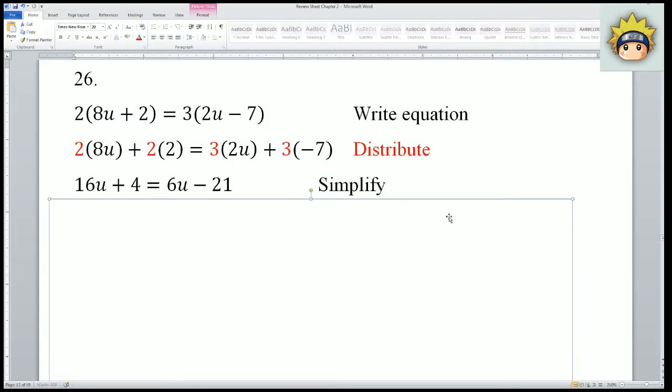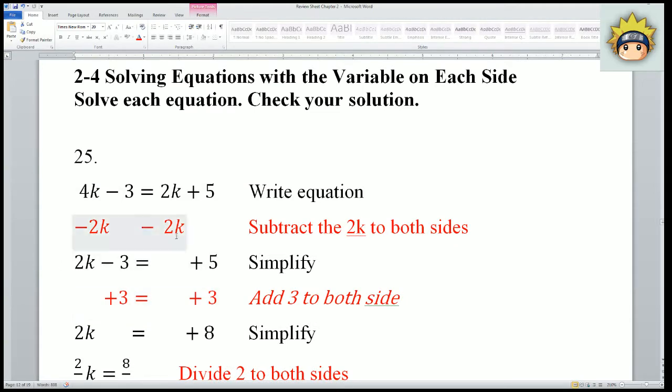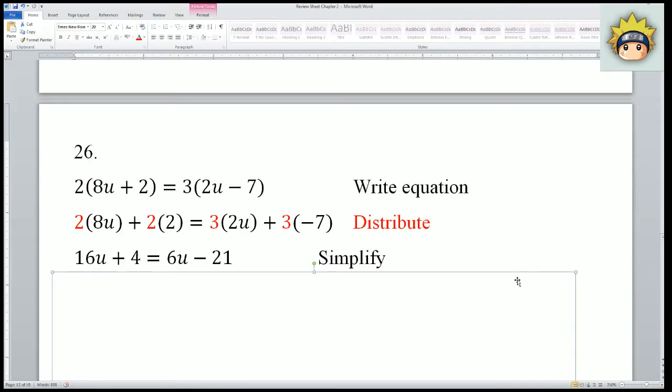Do some simplification, right? 2 times 8u is 16u. 2 times 2 is 4. 3 times 2u here is 6u. And 3 times negative 7 is negative 21. Right? After that, it looks like this problem again, so I follow the steps. After I distribute, I look for like terms. There are no more like terms on either side.